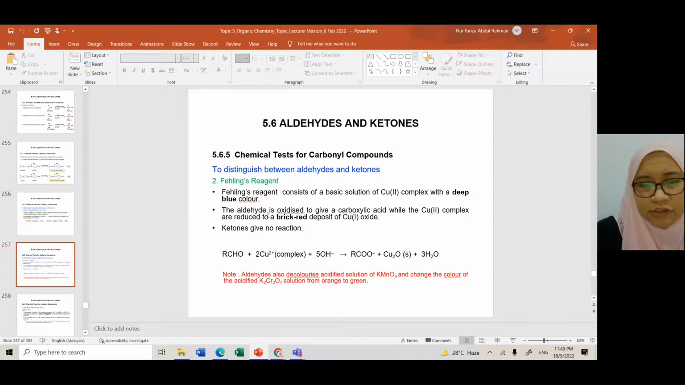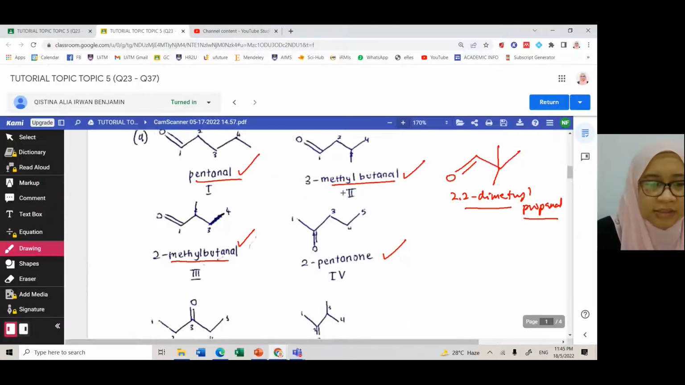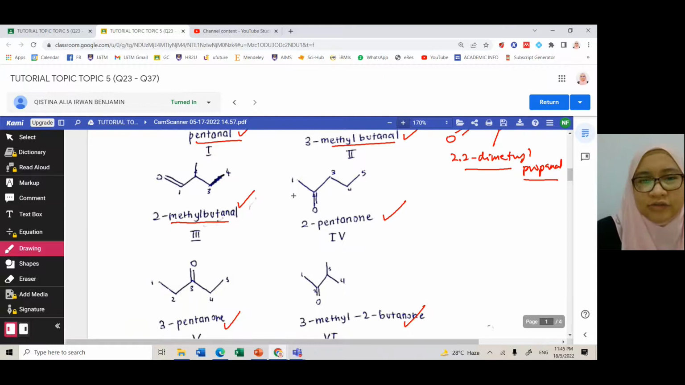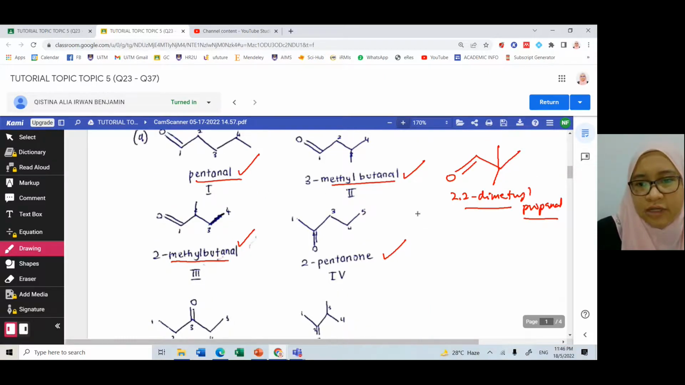The same goes for Fehling. Fehling also gives a positive result, meaning it changes color for aldehyde. Initially it is the deep blue color of the Fehling reagent, and later it turns to a brick red deposit, a brick red colored solution. This is applicable for aldehyde, but not for ketone. So the answer will again be all aldehydes: pentanal, 3-methyl-butanal, 2,2-dimethyl-propanal, and 2-methyl-butanal.